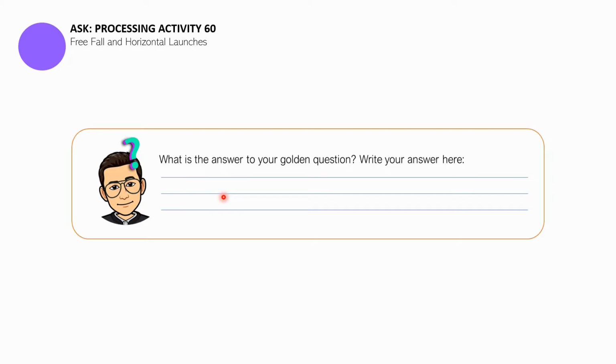So what was the golden question that you had in the previous session? And in this part of this session, why don't you tell me what is the answer to your golden question? Write it down on your sheets of paper. Pero if you still haven't had the answer that you were looking for, we can move on to the next part. But for the meantime, I will leave you to your devices. Just write your answer to your own question. Go ahead.